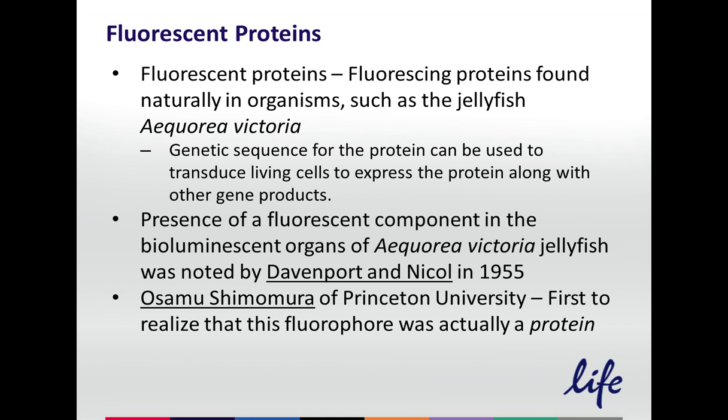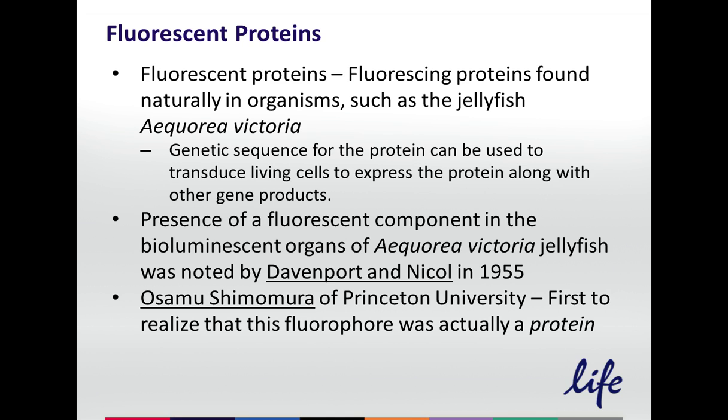Well, these fluorescent proteins were first observed in jellyfish, the Aequorea victoria, which is from up here in the Pacific Northwest. In 1955, Davenport and Nicol found that they saw bioluminescence and fluorescence, and the fluorescence in this jellyfish was from GFP, or green fluorescent protein. In 1962, Shimomura and colleagues first characterized this protein.